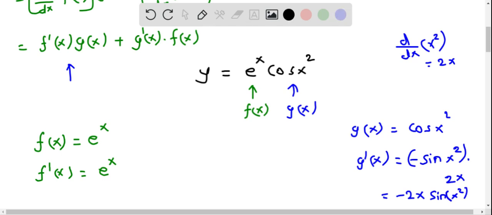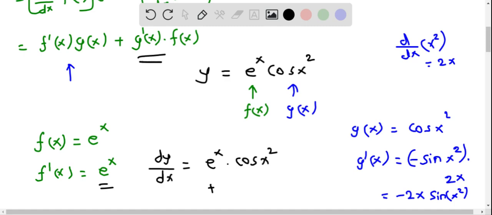So we can write dy by dx equals f prime of x times g of x. We have f prime of x equals e power x, multiplied with g of x, which is cos of x squared, plus we plug in g prime of x, which is negative 2x sine of x squared. Let me put that in brackets. Negative 2x sine of x squared, times f of x, which is e power x.